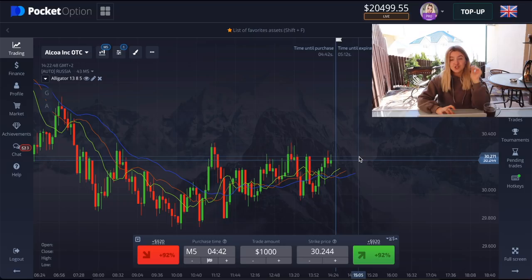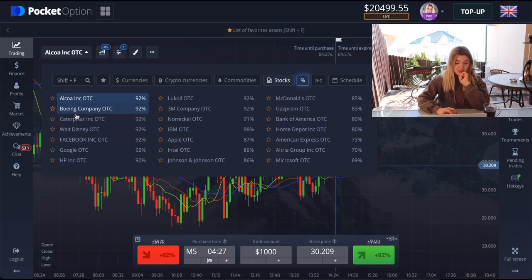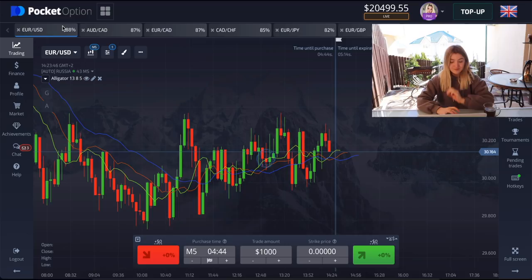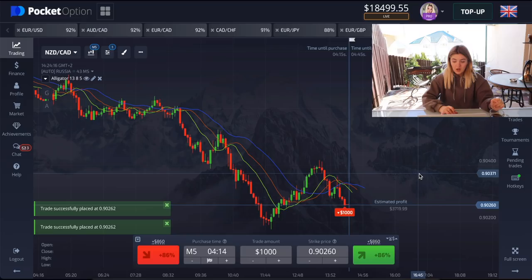Let's start. I'm gonna choose the currency pair. You always ask me what currency pair you should choose. I want to say that there is no best currency pair you have to trade on. I always choose the pairs with a high payout percent, for example 88, 87 and so on. So we don't choose the low ones, we choose only those with a high percent.